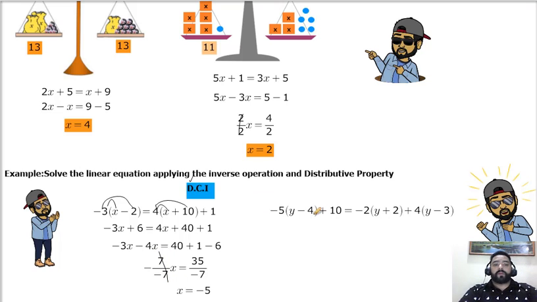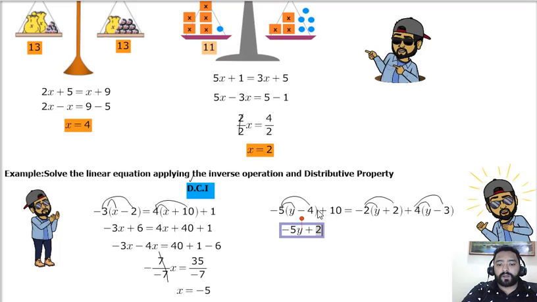And in the second one, remember, we are going to continue with distributive, combine, and inverse. Here we have the distributive property. Please use it. Then we have another distributive property we need to solve, and here we have another distributive property. After we solve the distributive property, we are going to combine the terms. So here it's going to be negative 5y, negative 5 times negative 4 is positive 20, plus 10 we only copy, equal negative 2 times y, it's negative 2y, and negative 2 times positive 2, it's negative 4.